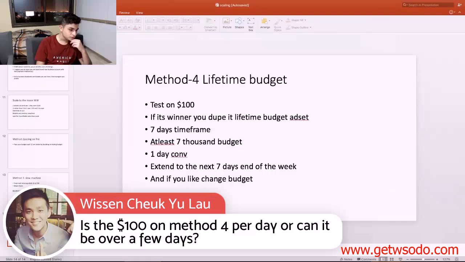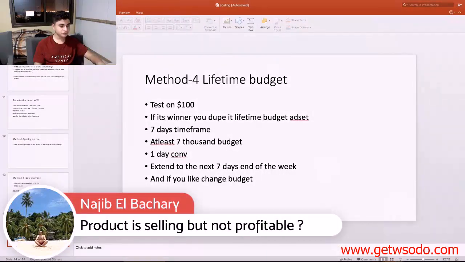Is the 100 on method for per day or can it be over a few days? Well, you can have lower budget. As I said, you always set whatever is your budget at your margin. So if you overspend your margin, you shut it. If your budget is 1,000 or 100 or 10 or 20, the only difference is time. Facebook will show you the same results. The only difference is time. Product is selling but not profitable? Move on. Leave that.